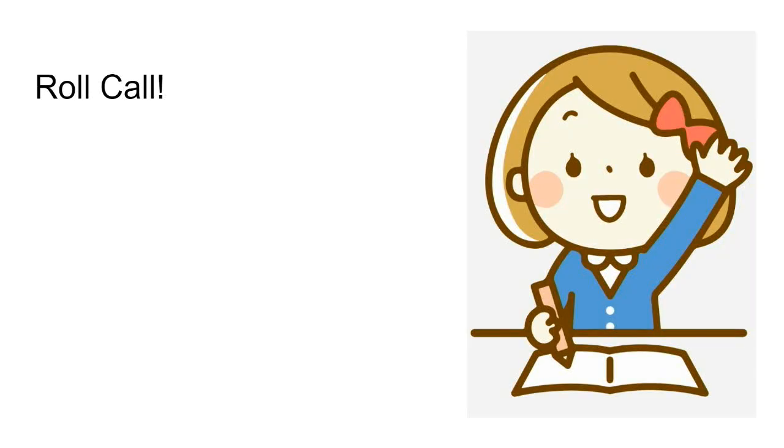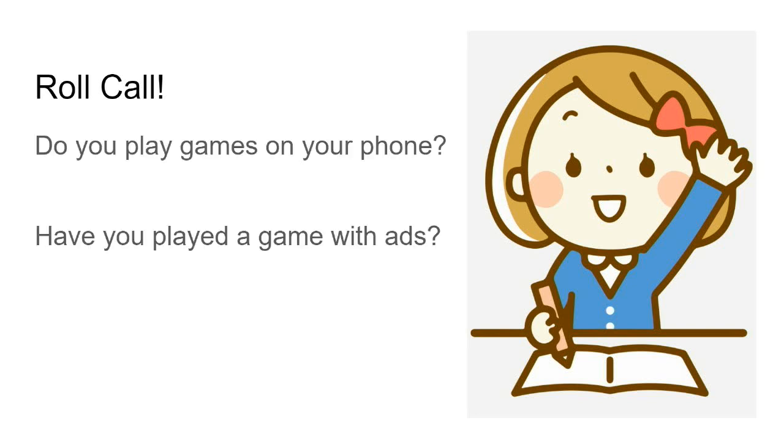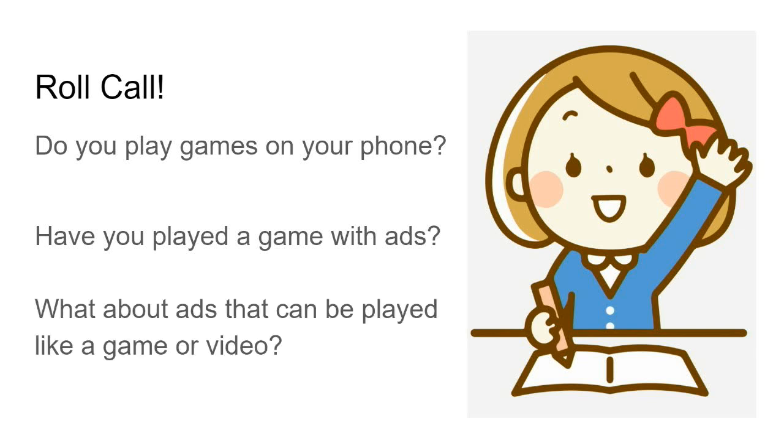So first, let's quickly do a roll call. Put your hand up if you play mobile games on your phone. Cool, okay. Now, keep your hand up, don't put it down, so it's about half of you, okay. Keep your hand up if you've played a game that has ads in it. Okay, about one hand down. Now, do the games that you play have playable ads, like a video or a game that you can actually play? Okay, so it's still about the same amount of people, which is about 3/4 of the room.